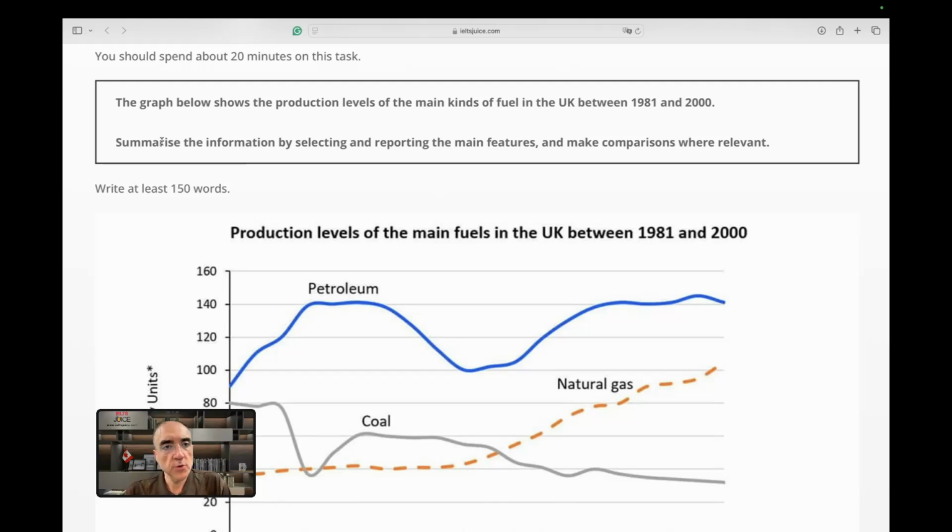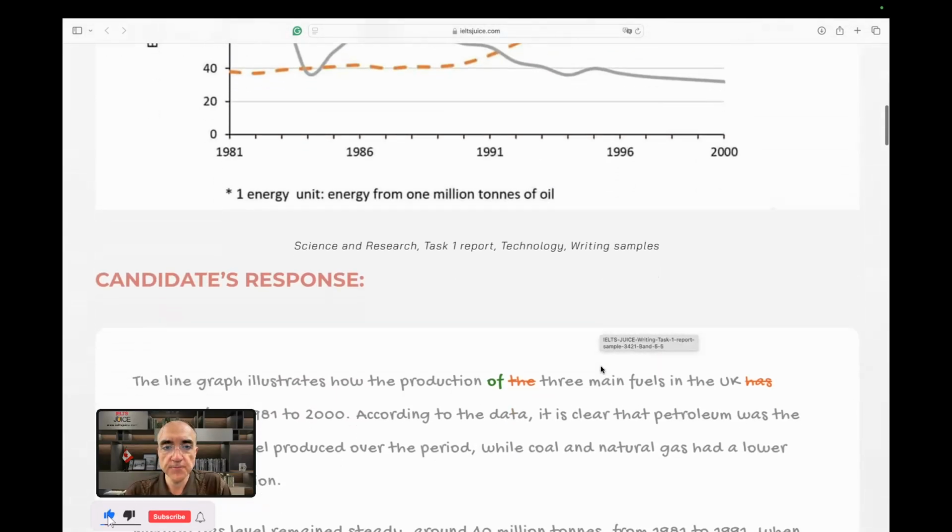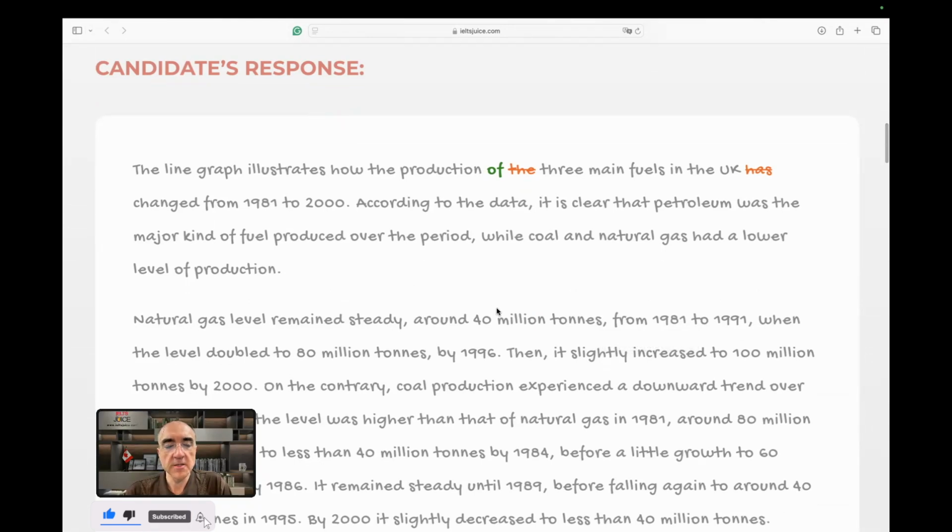We, of course, are going to summarize the information. We're going to select and report the main features, and whenever it is possible, we're going to make comparisons. I'm ready to read the response now. So let's see. The line graph illustrates how the production of three main fuels in the UK. Now, we don't need the, because this is the first sentence of our report.